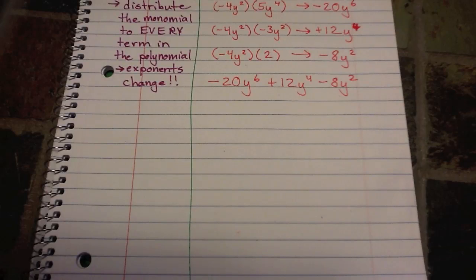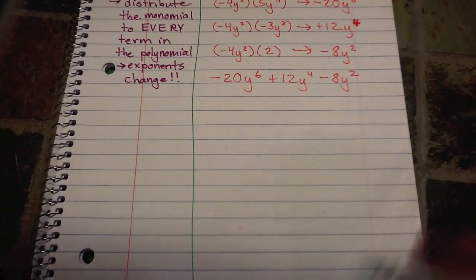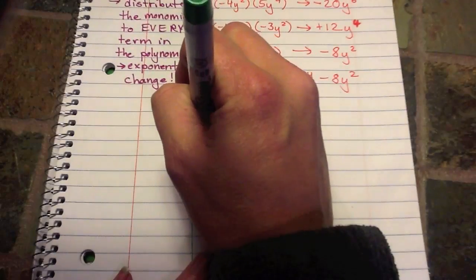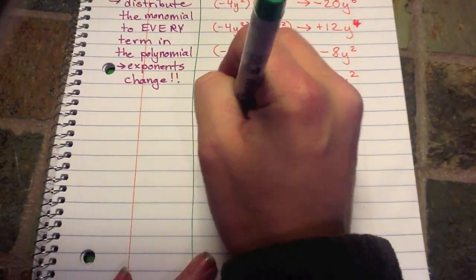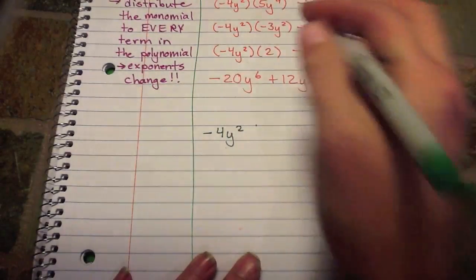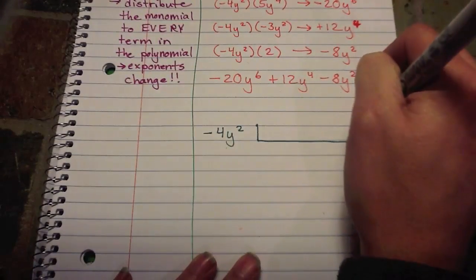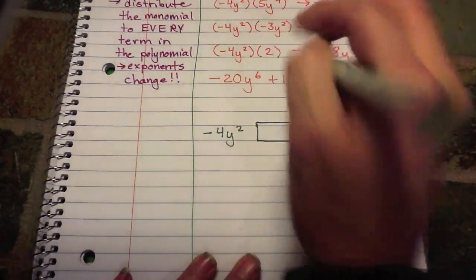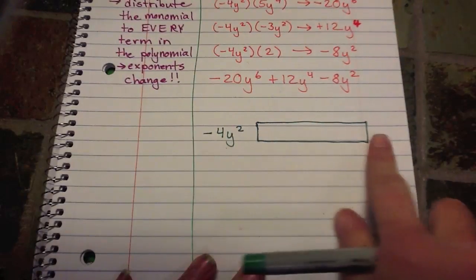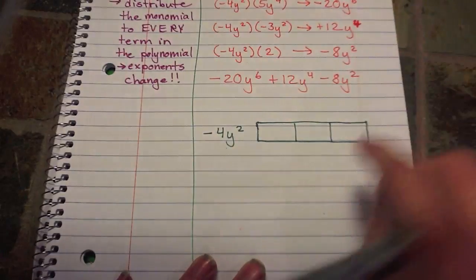It's using a rectangle, and it's based on that diamond rectangle problem set that you were doing. And what you're going to do is you have a monomial. So let's say we have negative 4y squared here. And then you have 3 terms. You're multiplying it to 3 terms. So you would set up, since you only have a monomial here, you'd only have 1 row, but then you would have 3 columns.